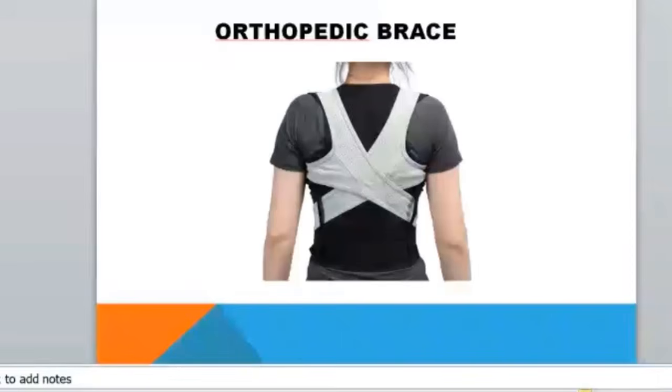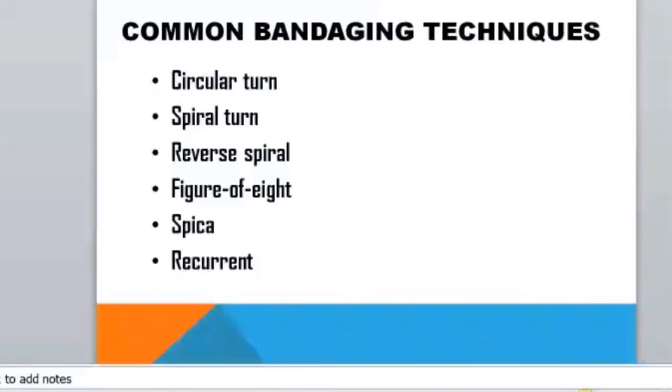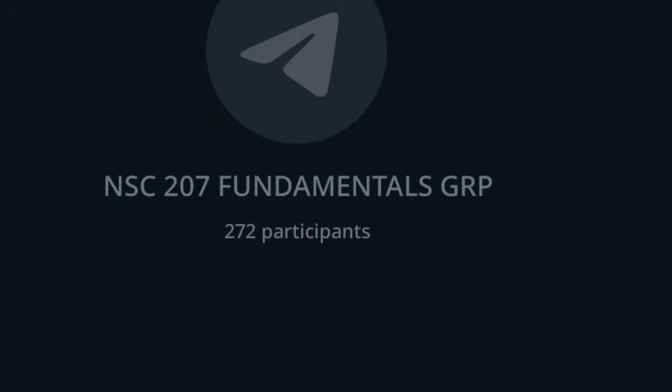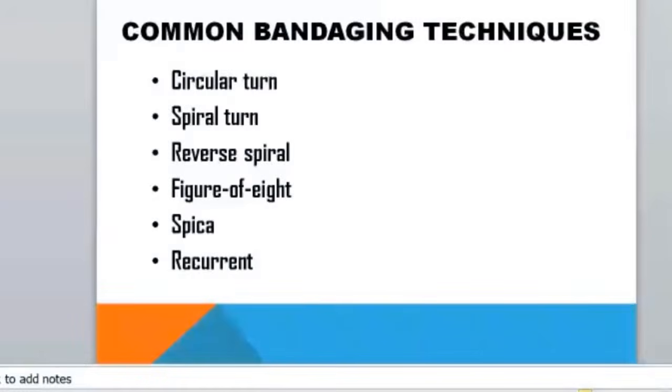So we are done with classification. Now, common bandaging techniques. Briefly, I want us to round up latest by past 12. A lot of nurses don't know bandaging, so we have forgotten. We'll refresh our memory on that. So look at the different types we have: the circular turn, spiral, reverse spiral, figure of 8, spica, and recurrent. Those are the different techniques.